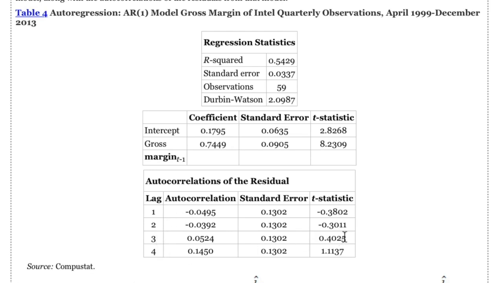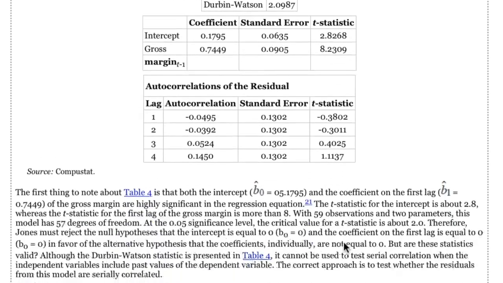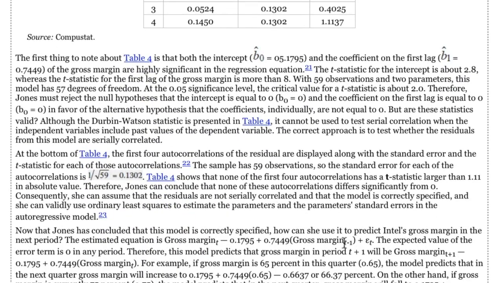These t-statistics are fairly low, so we can be pretty sure that these are not significant, which means we do not have serial correlation. It appears we have a well-specified model. We have an AR1 model that we can say at this point, you know what, we're good. Let's just see what the narration here is.